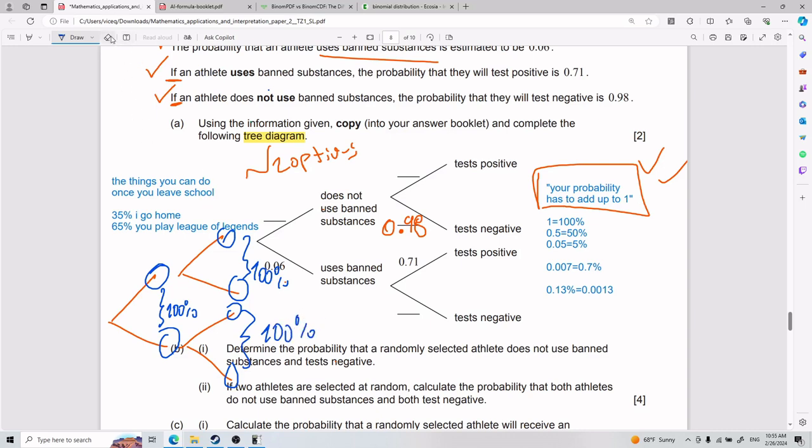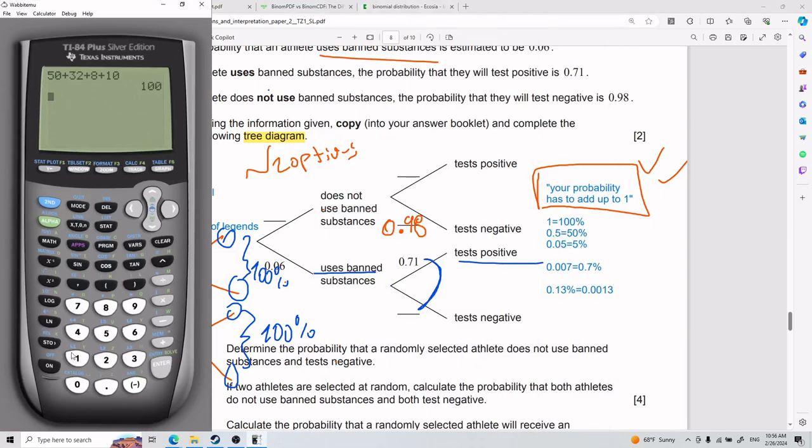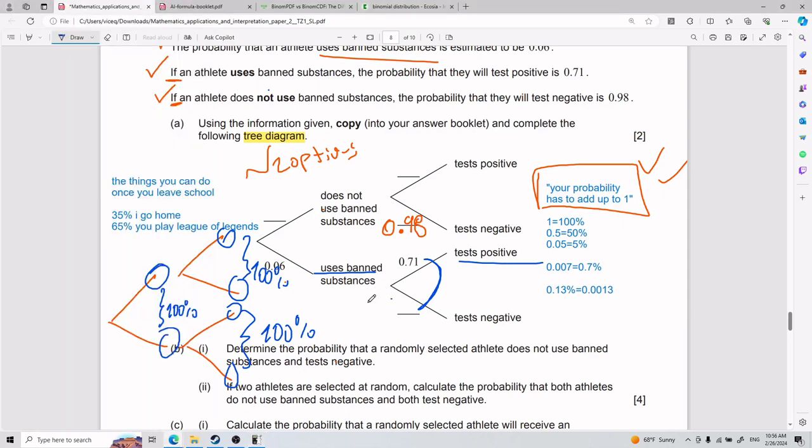Okay, so for example, here, when they use banned substances and they test positive and you get 71%, well, this plus this is 100. And so my 1 minus 0.71 is the testing negative. Oh, so this is 0.29. Okay, tell me more, tell me more.